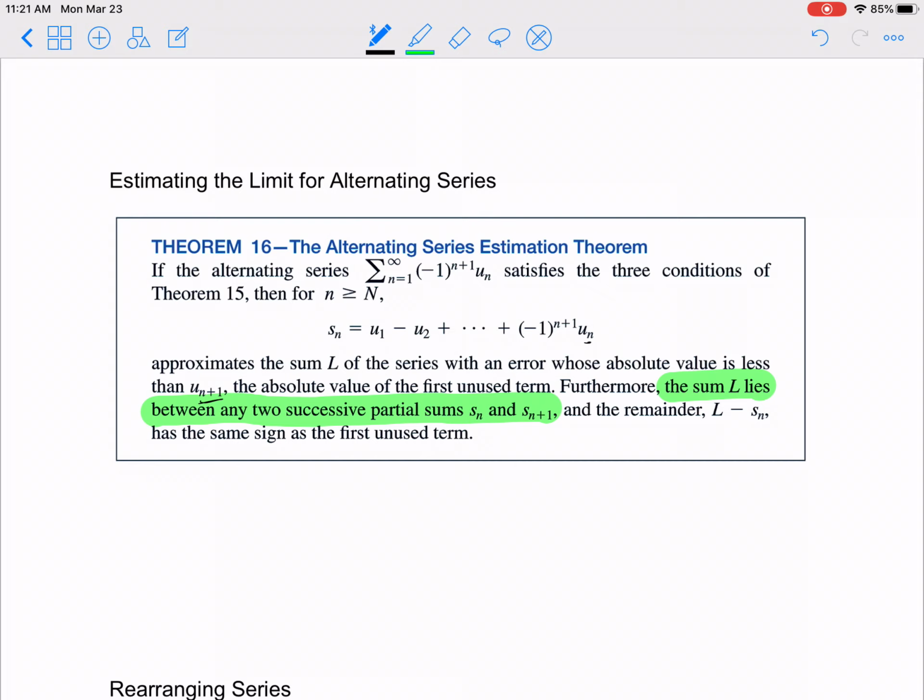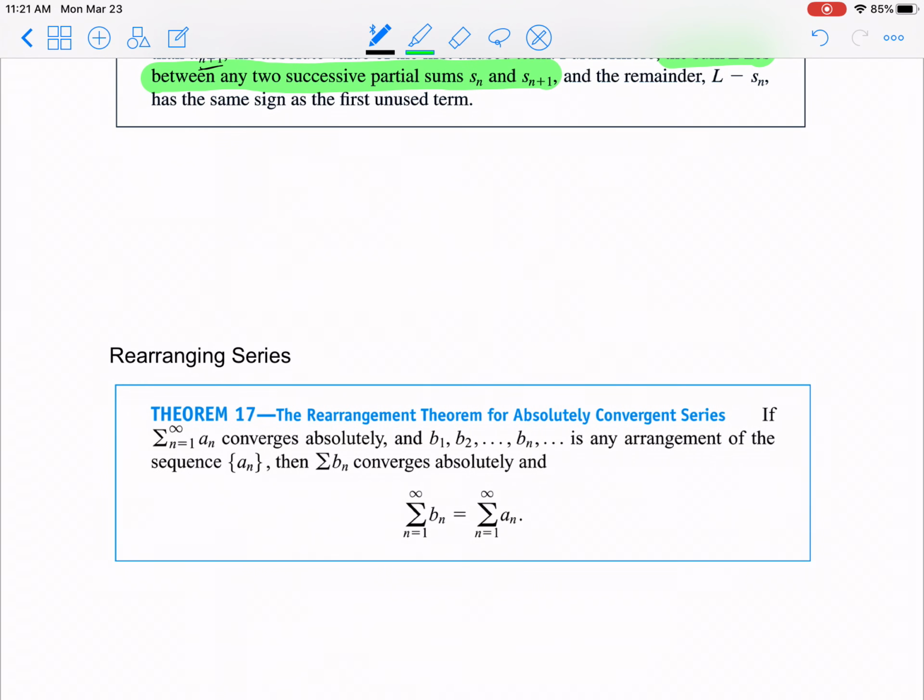And then the last thing, just rearranging series here. The rearrangement theorem for absolutely convergent series. If you have a series of an summed from n equals 1 to infinity, and it converges absolutely, and then you have b1, b2, bn, which is any arrangement of the sequence, the set of all the an's, so you rearrange them, then the sum of bn converges absolutely, and the two series will equal each other. Okay, and that was pretty much it.